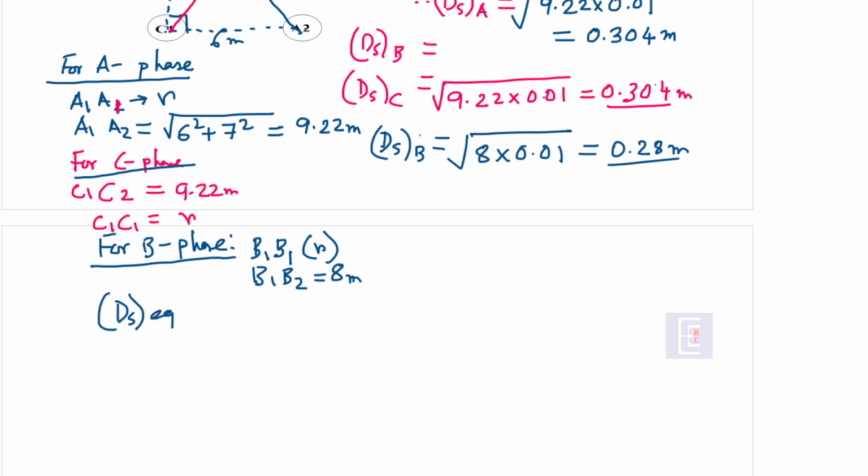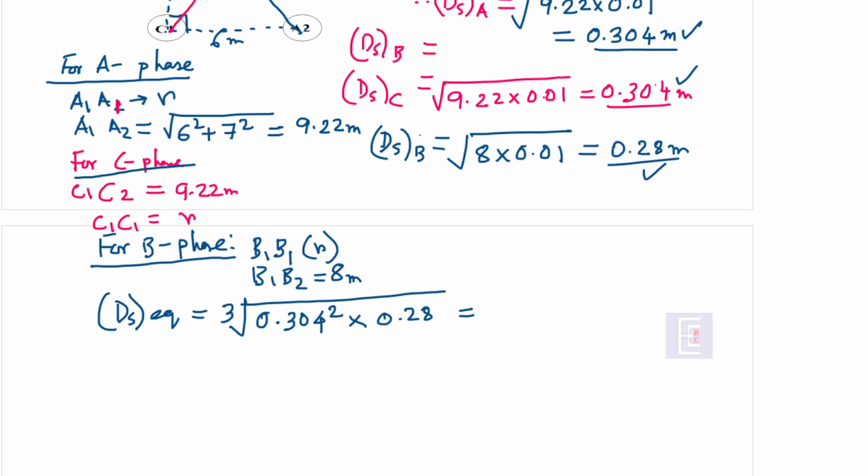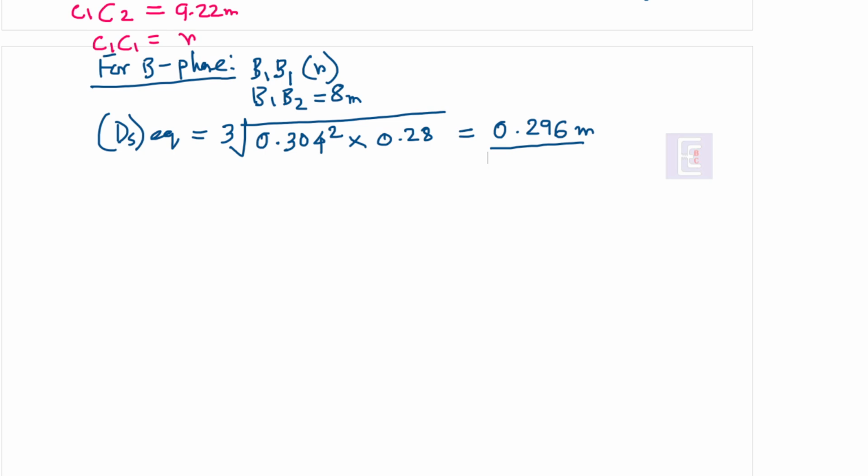What is the equivalent self distance? We have three terms, so we should take the cube root. We have 0.304 twice, so we take 0.304 whole square, and lastly we have 0.28. On evaluating it, it comes out to be 0.296 meter. You can always verify these data at home if I have made some mistake in calculating.